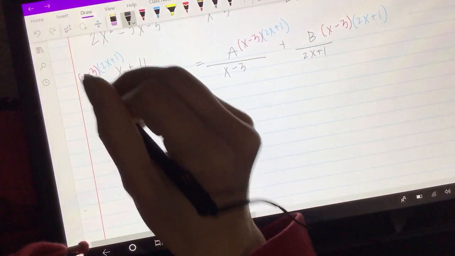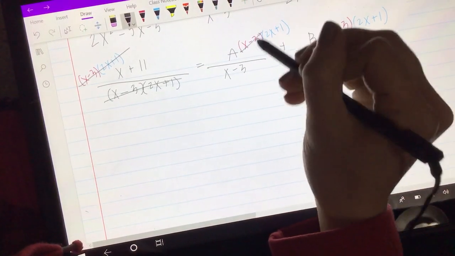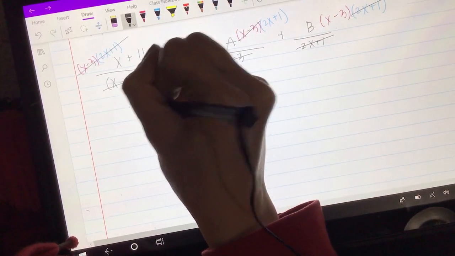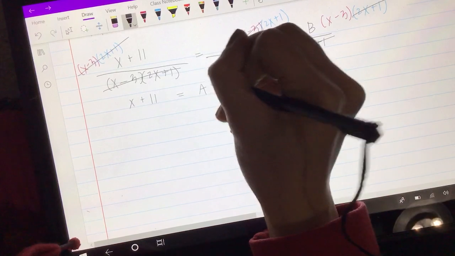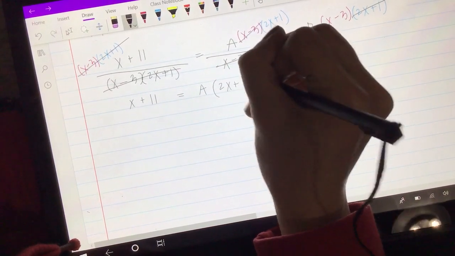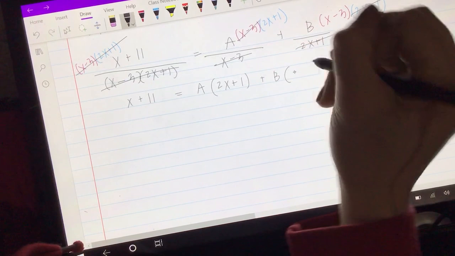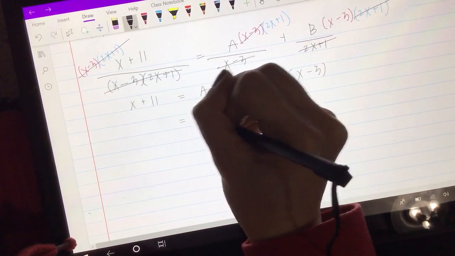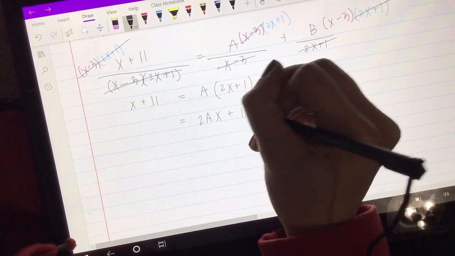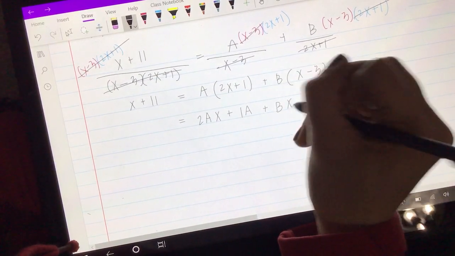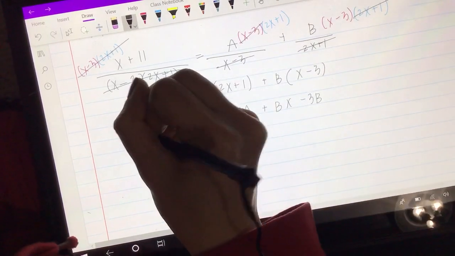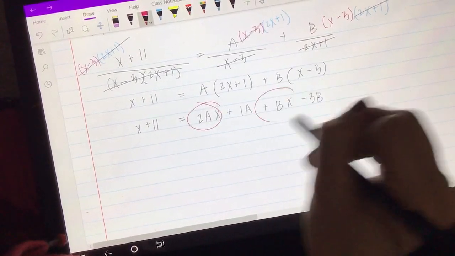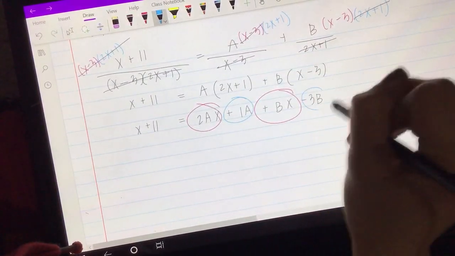All right, cancel out your common factors and write what's left. So we have x plus 11 equals a times 2x plus 1 plus b times x minus 3. Distribute, you get 2ax plus 1a plus bx minus 3b. Rewrite it, group up your x terms, group up your constant terms.